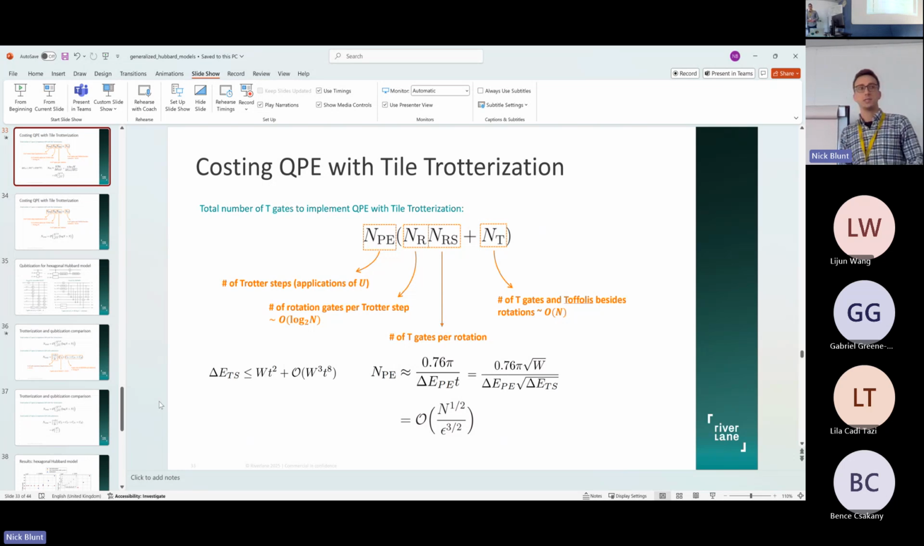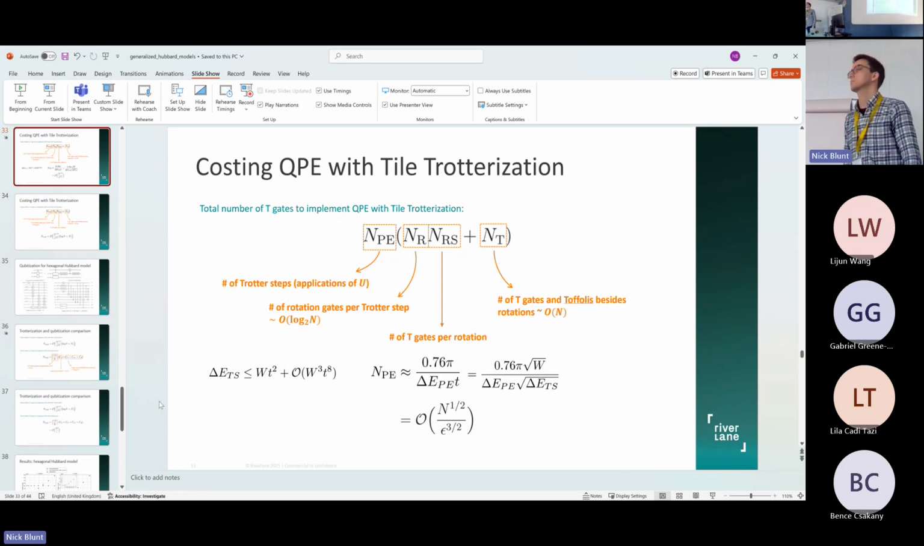This is basically following exactly the same costing analysis from the Google paper that I mentioned a few times. And Earl's paper also does exactly the same analysis. But in those papers, they go through in a little bit more detail and look at the rotation synthesis error, for example. Basically, if we have a target error of epsilon, we can assign maybe a third of that to delta E PE and two-thirds to the other, or maybe the other way around. But both of these scale with epsilon, which gets us to the final step.